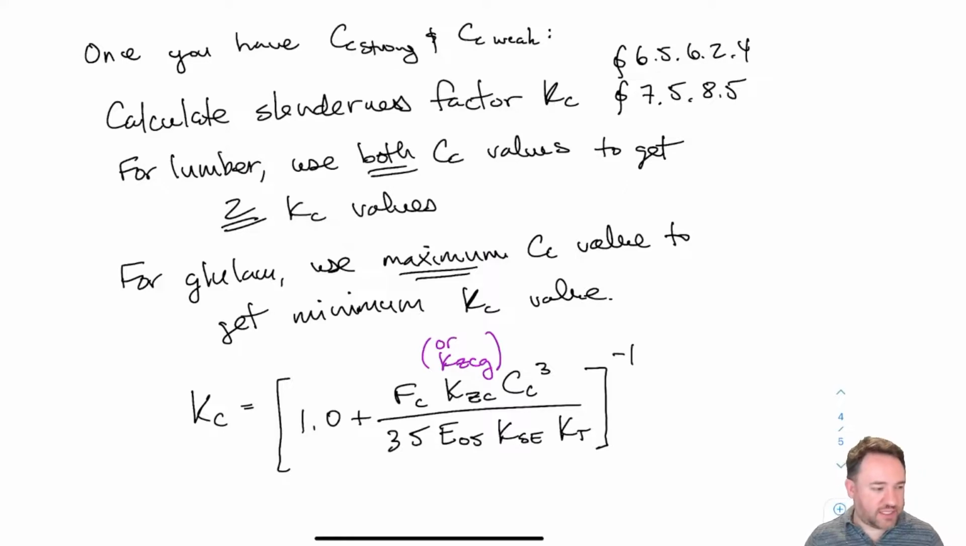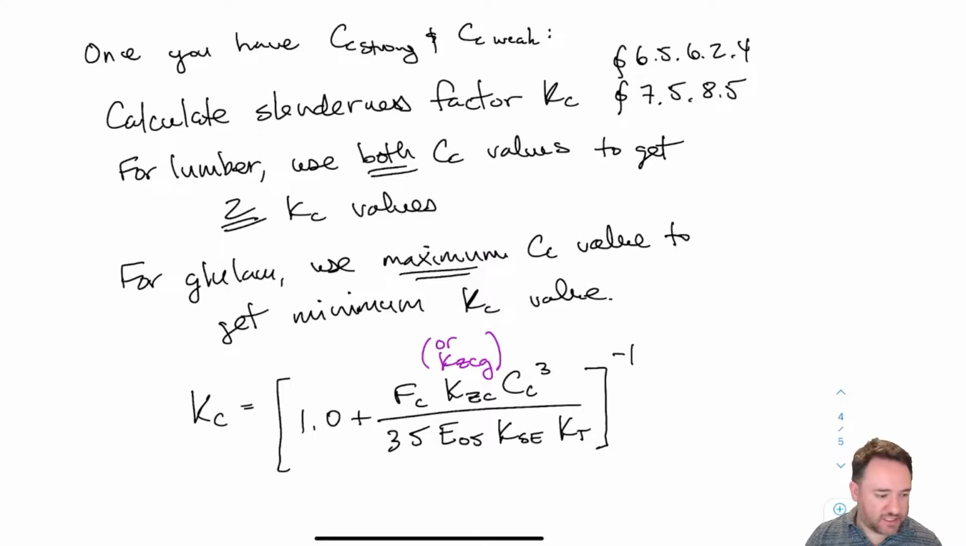Okay, so here I have KC. This is the equation for KC. It's just a bit involved, but not so bad. I have a 1.0 plus my strength, FC, times my size effect factor, which we saw before. It's the same size effect factor that was in the equation for PR at the very beginning.